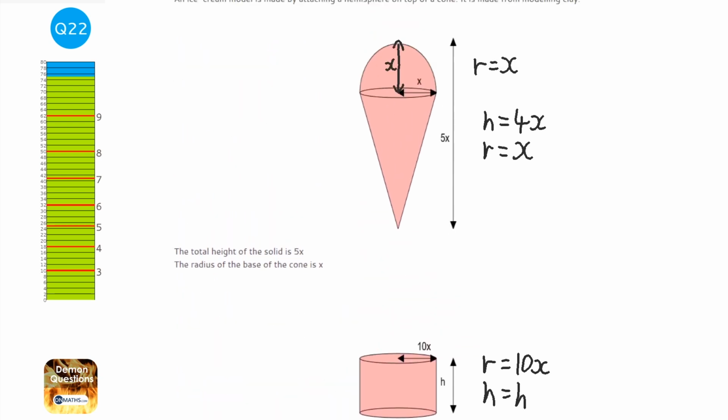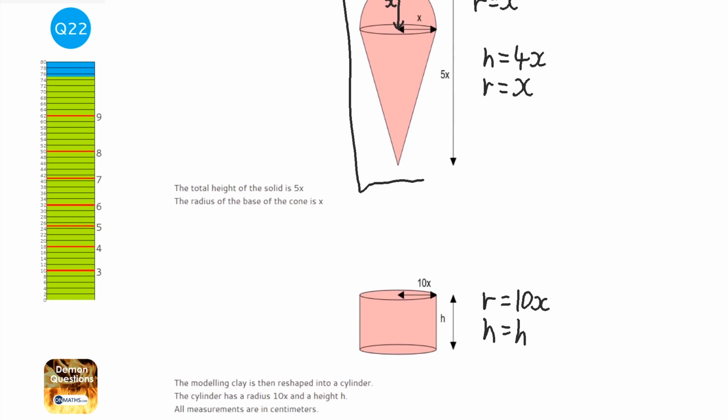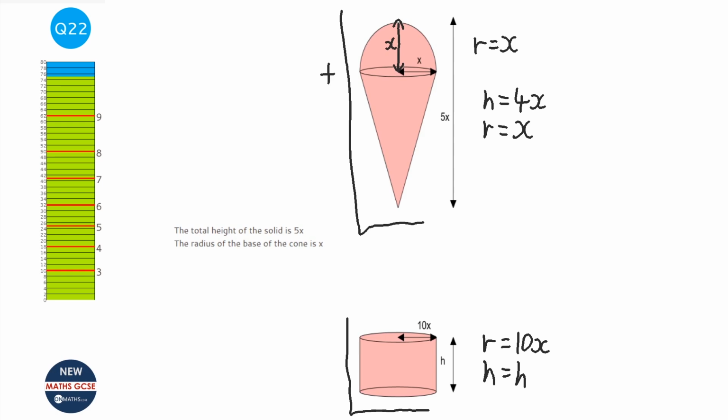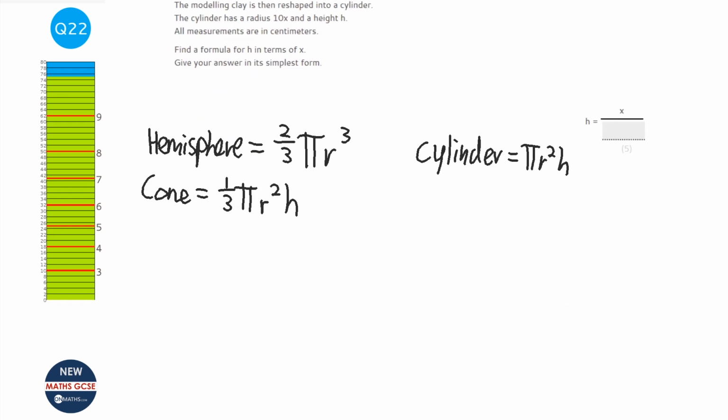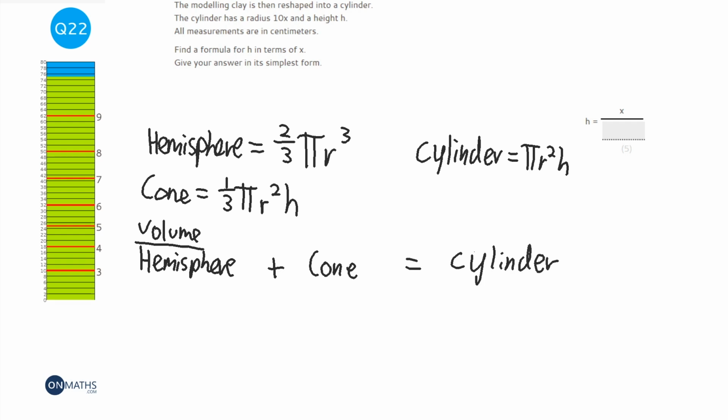Okay, now let's have a look at what this question's saying. It's saying that this thing here is going to be melted down and is going to be used to create this. So that's just saying that the volumes are going to be the same. So if I add the volume of the hemisphere to the volume of the cone, it should equal the volume of the cylinder. Okay, so we know that hemisphere plus the cone volume, and I should write volume here, show the examiner that I'm working with volumes, equals the volume of the cylinder, C for cylinder, there we go.